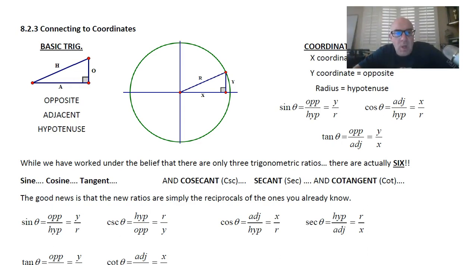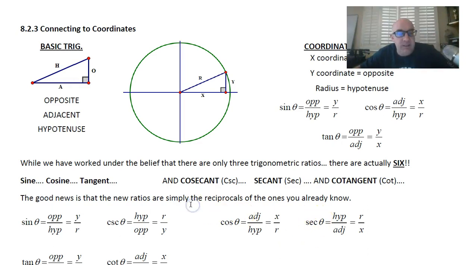So this one's called Connecting to the Coordinate Grid. And the reason I say that is because we're now starting to move from this idea of just opposite, adjacent, hypotenuse, that kind of stuff, to X, Y, and R. So I want to talk to you a bit about that.